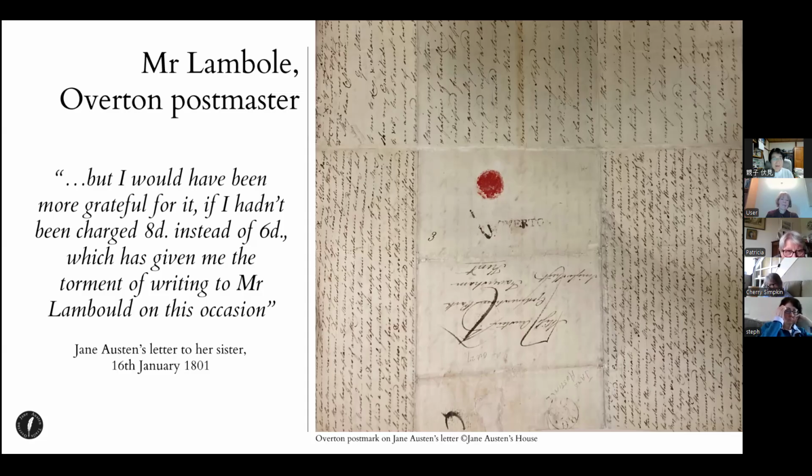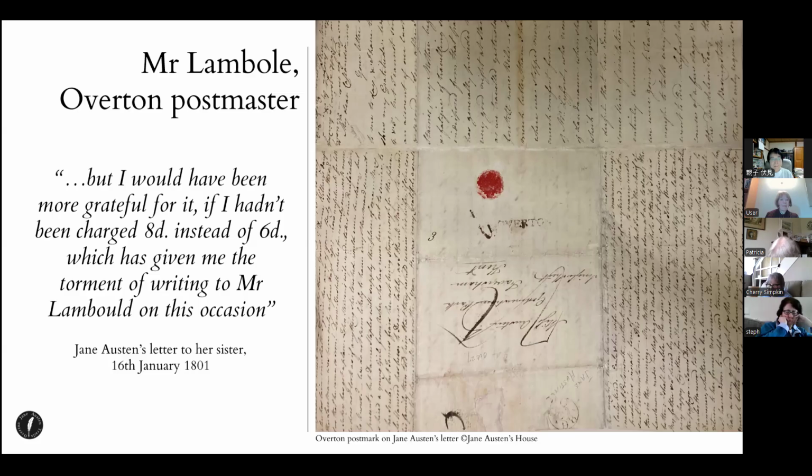In January 1801, Jane Austen wrote to her sister from Steventon and thanked her for her letter, but complained, "I would have been more grateful for it if I had not been charged 8d. instead of 6d, which has given me the torment of writing to Mr. Lambole on this occasion." From 1796 until his death in 1834, Mr. George Lambole, alternatively spelled Lambold, was the postmaster at Overton.